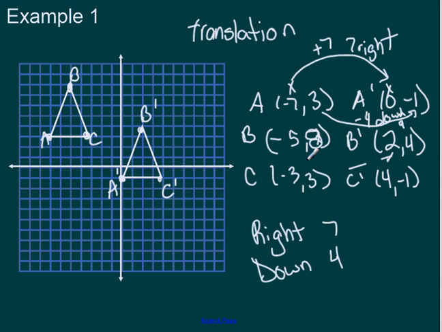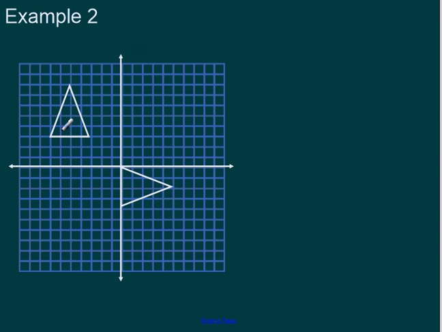Don't make the mistakes Mrs. Ott makes. And then, of course, I'm going to check again for my point C. -3 plus 7 gives me 4, and 3 minus 4 gives me -1. So all my points check out, and I know that this is the answer for my translation. Okay? Let's look at another example here.